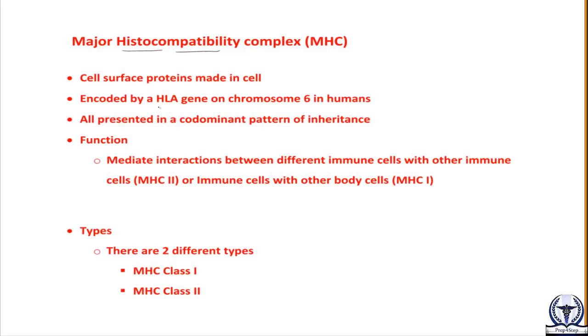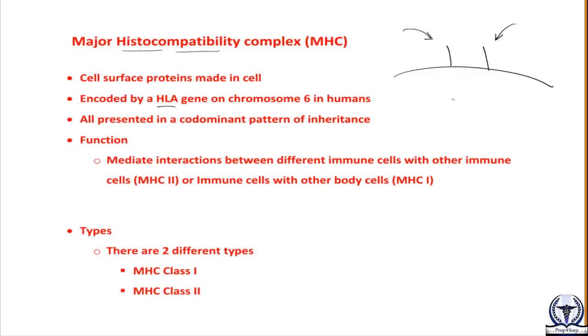They're encoded by an HLA gene. HLA stands for human leukocyte antigen, and as a matter of fact, in humans we do not use the word MHC really, we use HLAs, okay? That's a gene on chromosome 6 in humans, and all of these MHCs are presented in a codominant pattern of inheritance, meaning that on each cell surface you will have two different types of MHCs, one coming from the father and one coming from the mother. It's codominant. Neither parent is actually dominant in this particular aspect, okay?